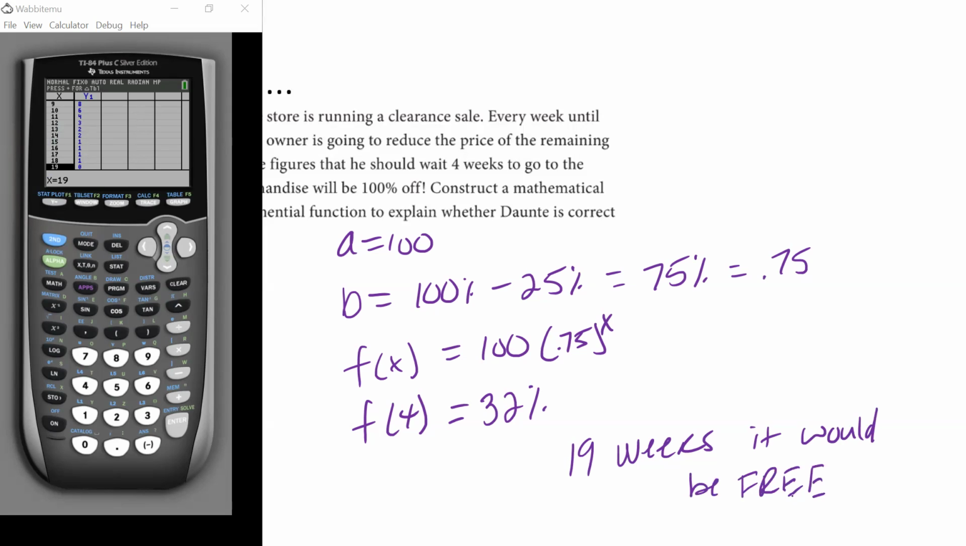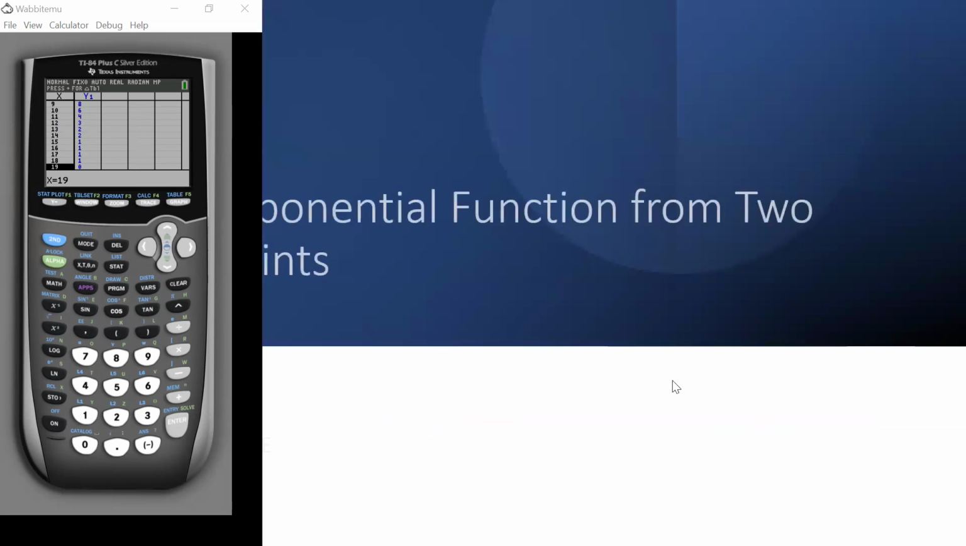So he was way off. He had to wait 4 more months than he thought. But like I said, nothing should be left by then, right? Nothing should be left by then. No, it goes in your notebook.